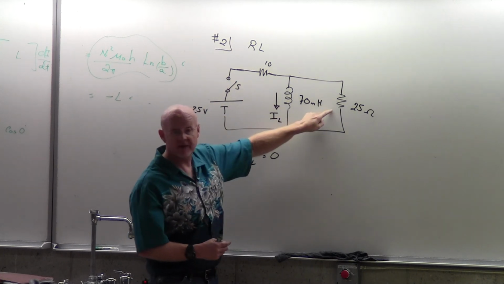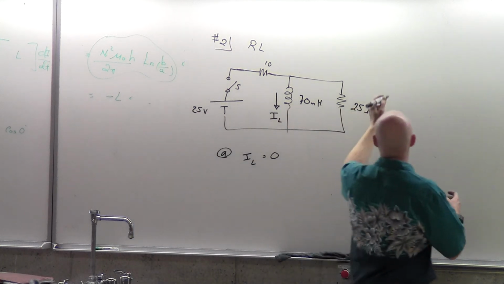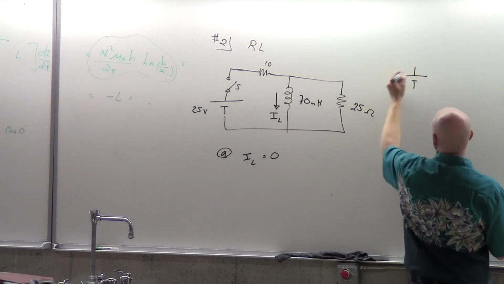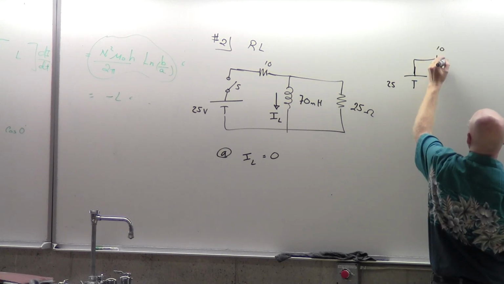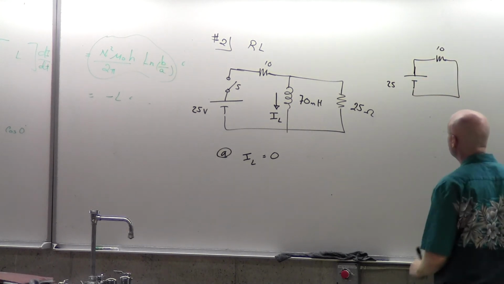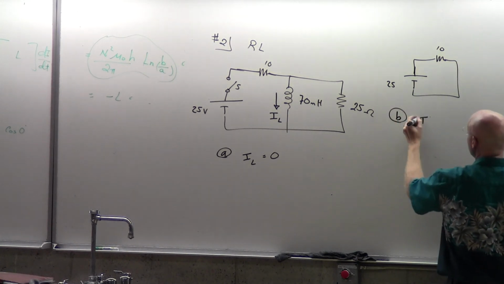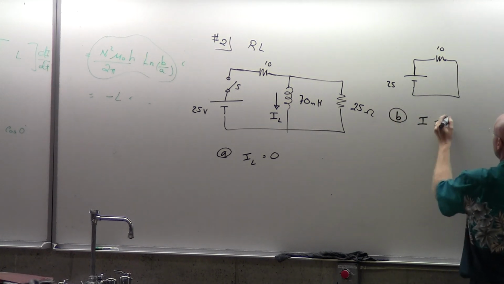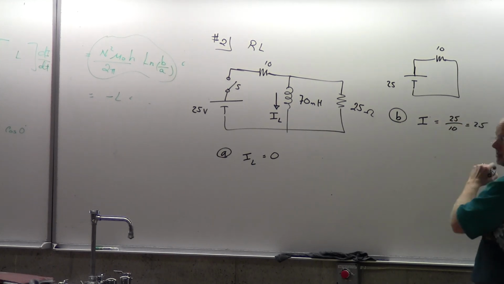As if that's not even there. And if that's a wire. So after a long period of time, this just looks like 25 volts, 10 ohms of resistance, and back. Oh, that's an easy one. I'll call it part B. What is the current then? Yeah, it's just 25 divided by 10, 2.5 amps.